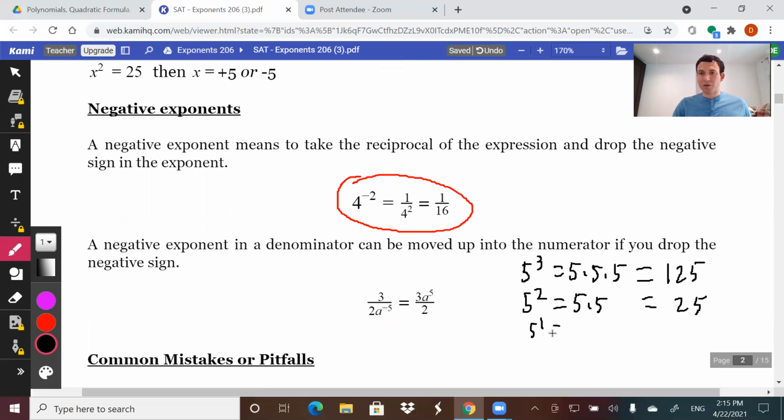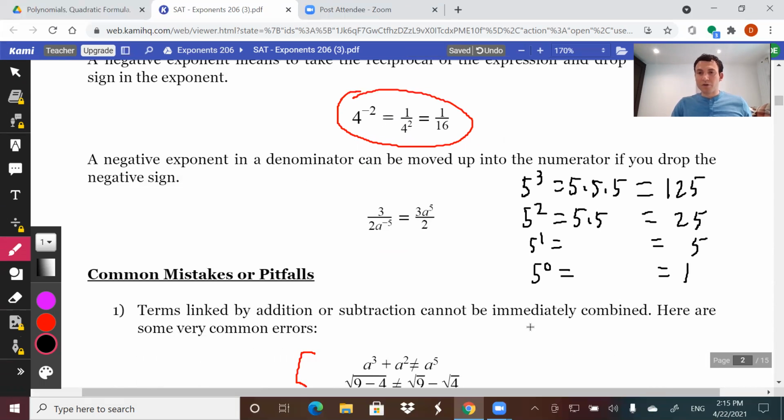5 to the first is 5. I'll just skip the middle. 5 to the 0 is going to be 1. Anything to the 0 is 1. Okay, I'll do it down here. 5 to the -1, your base is in the wrong place. 1 to the 5 to the first power, or 1/5. Last one right here. 5 to the -2 is going to be 1 over 5 squared, which is 1/25.